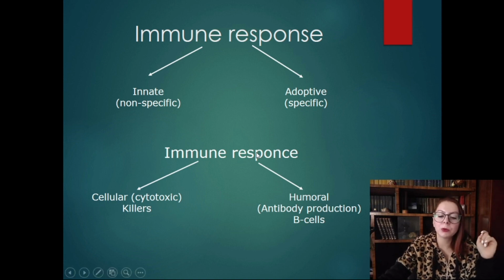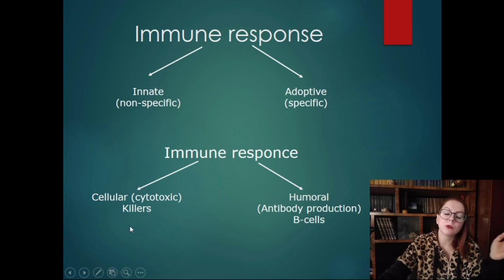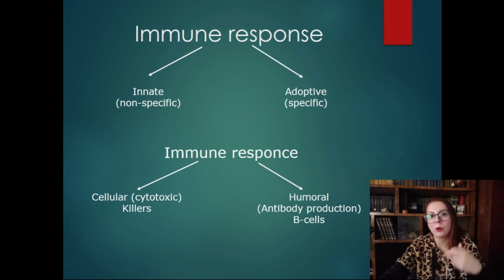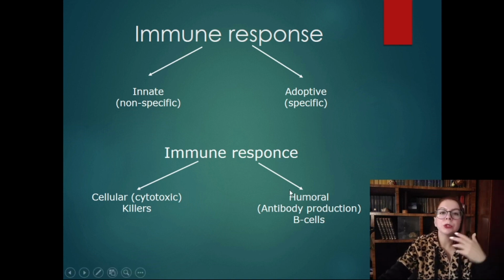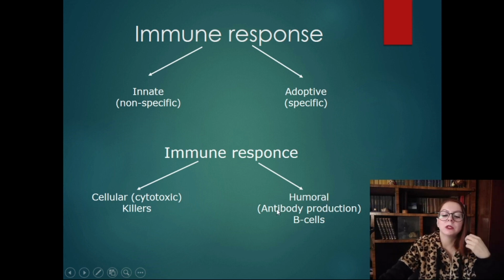Then the immune response could also be divided into cellular or cytotoxic, when killer cells, for example, kill another cell of our organism, and also humoral. You have to understand what humoral immunity is. Humoral means that it is mediated by antibodies produced by B cells.